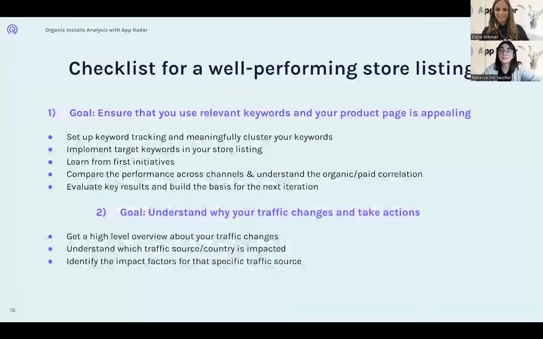So the first thing is, as I mentioned, you set up keyword tracking for meaningful keywords. So this is your keyword backlog. Then you implement those targeted keywords in your store listing. In the next step, you try to learn from those initiatives and try in the new iteration to include those learnings basically. Then you always try to compare across the channels and understand the correlation between organic and paid, because also your ads have an impact on your rankings, of course. And finally, you try to evaluate and build the basis for the next update.